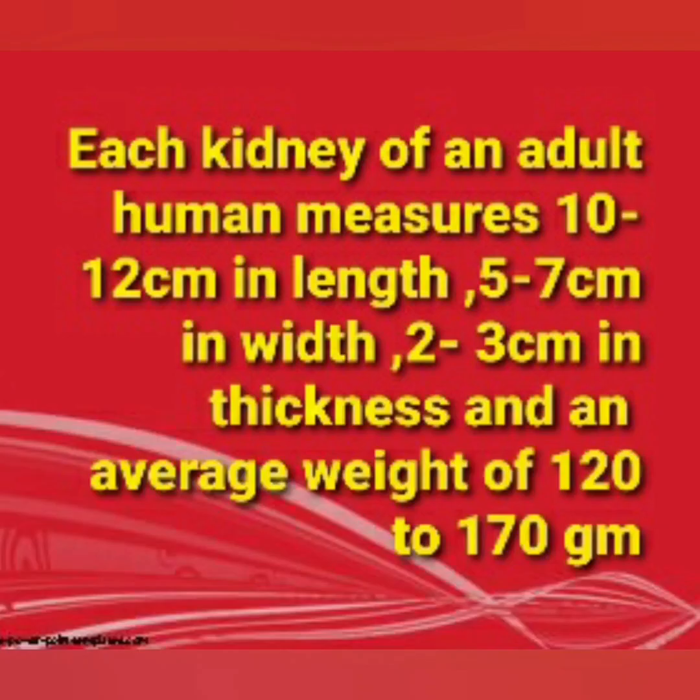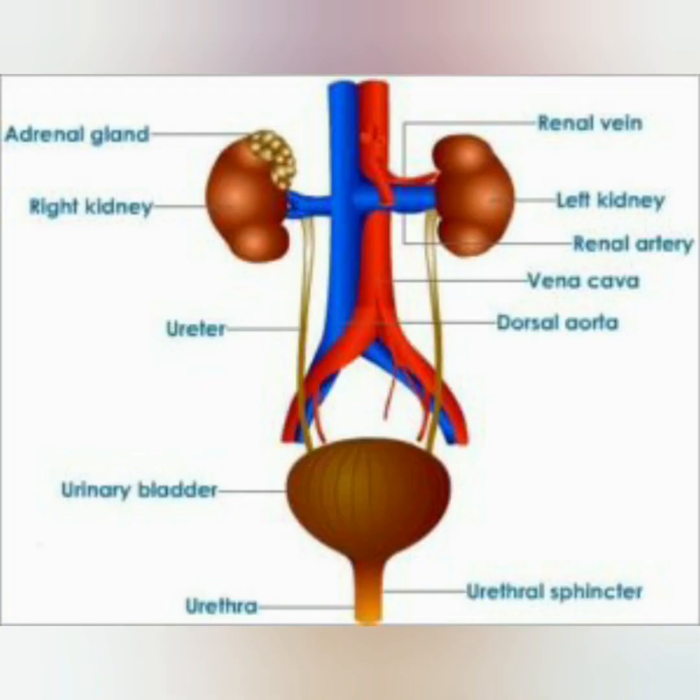Each kidney of an adult human measures 10 to 12 cm in length, 5 to 7 cm in width and 2 to 3 cm in thickness and an average weight of 120 to 170 gram. Here is the structure of the whole human excretory system. Observe and try to understand.